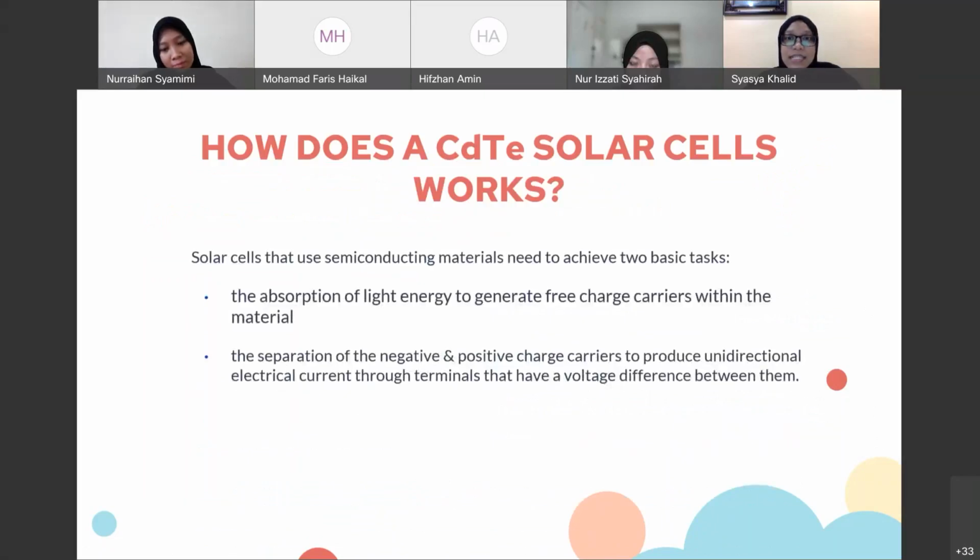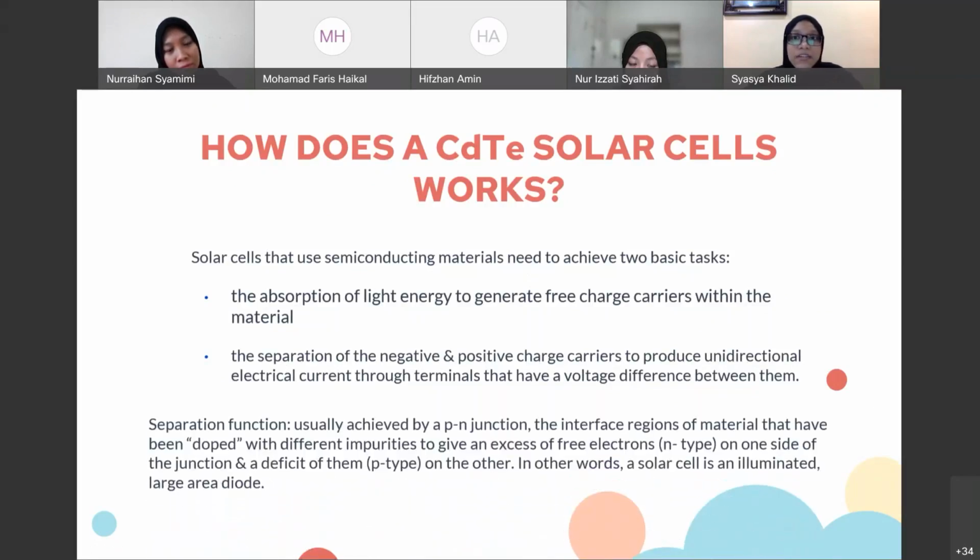Okay, how do cadmium telluride solar cells work? Solar cells that use semiconducting materials need to achieve two basic tasks. First, the absorption of light energy to generate free charge carriers within the material, and second, the separation of the negative and positive charge carriers to produce unidirectional electrical current through terminals that have a voltage difference between them.